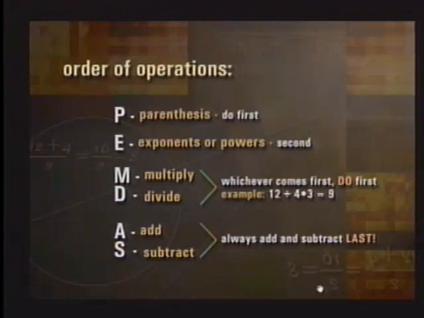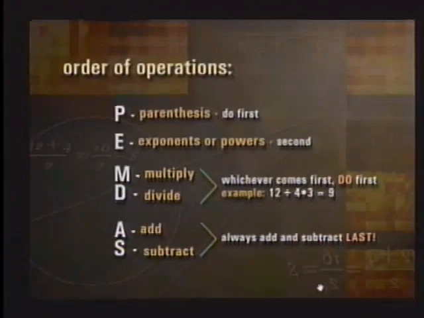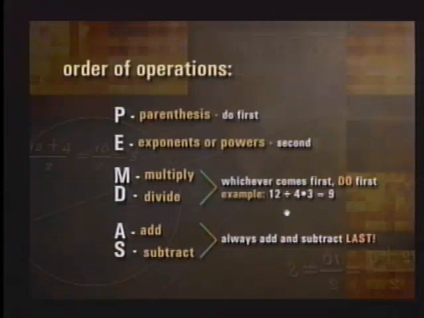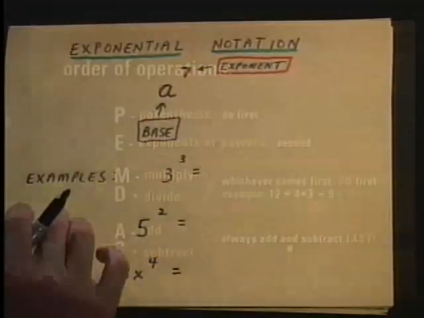Multiplication and division, whichever comes first, do first. So for example here, 12 divided by 4 times 3. Here, do you see that if you multiply first versus divide first, your answers will be totally different? So when it comes to multiplication and division, from left to right, whichever comes first, do first. And then moving down here, always add and subtract last. All right, so let's go to some examples with that.